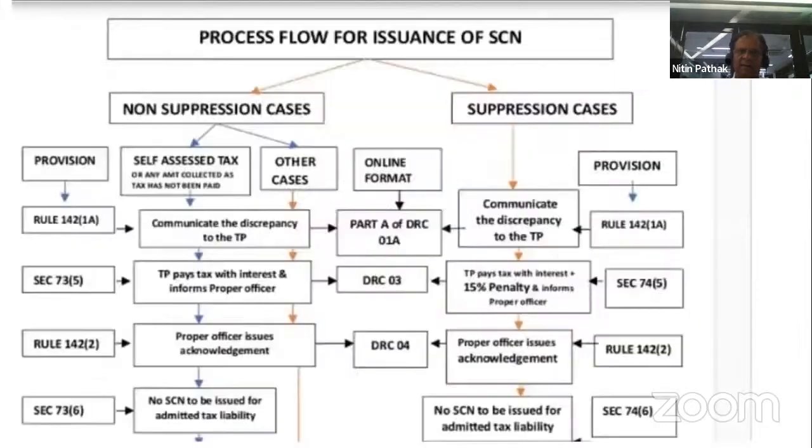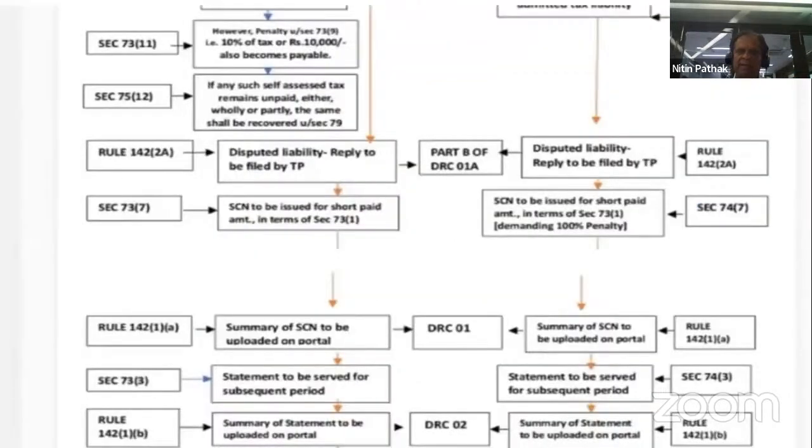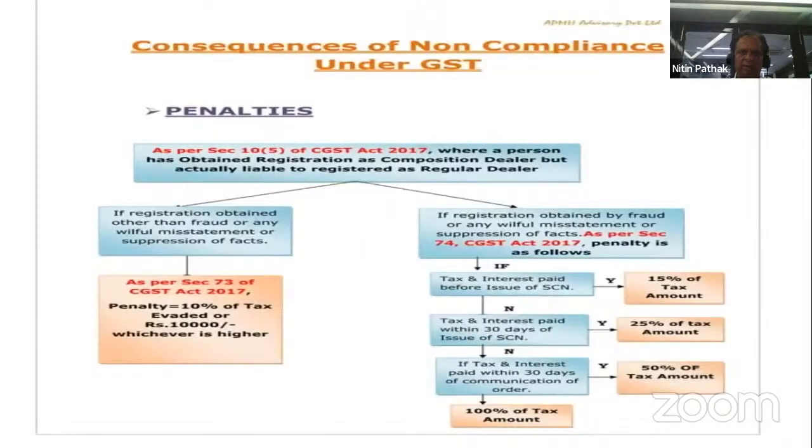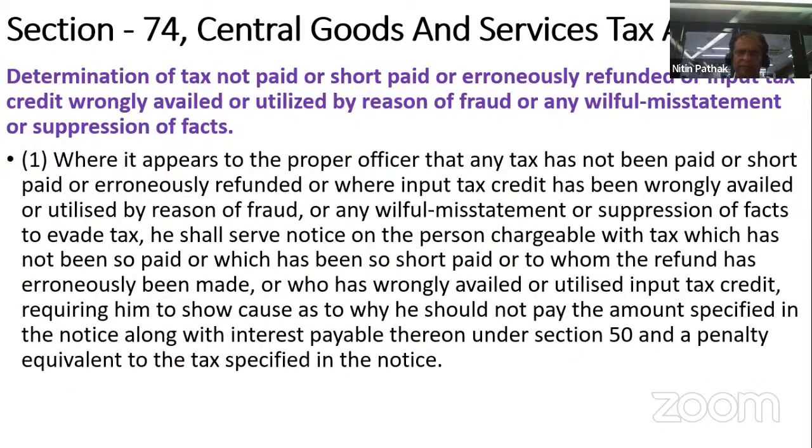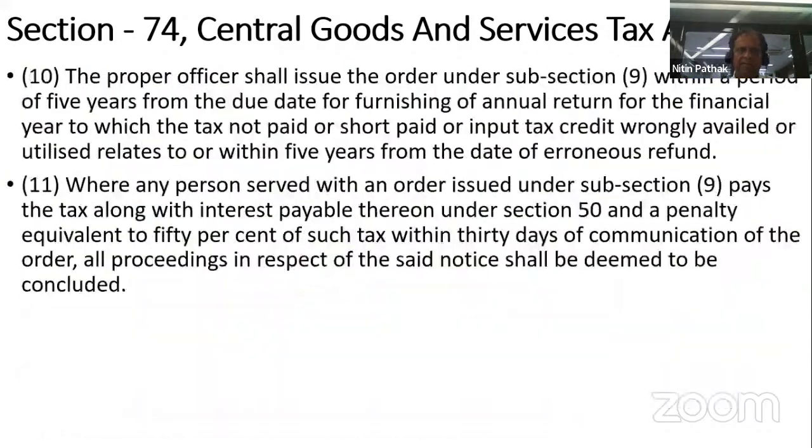We have covered the process flow chart: the process for the pre-SCN stage, SCN stage, and order stage, and for suppression of fact and non-suppression of fact. This is the way DRC 1A is to be issued, DRC 1B is to be issued, DRC 1A Part B is to be issued, DRC 1 and DRC 2 are to be filed, and the payment is to be made. These are the rules I have explained in these slides, on the basis of which you will be able to conclude what the penalty is. Sections 73 and 74 are covered, but I'm not going to discuss them today.